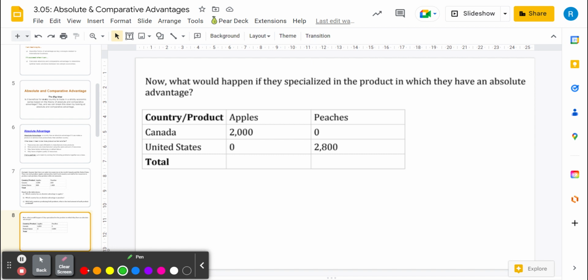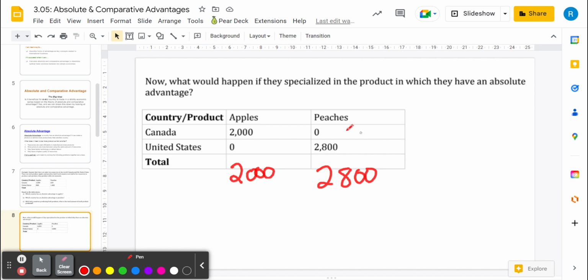So the insight here to make a comparison is to consider the totals. Before, the countries combined only made 1,800 apples. Now the countries combined have made 2,000 apples. Of course, they're all being made by Canada. And in terms of peaches, before they only made, I think, 2,000 combined, if you added them up on the previous table. Now they're making 2,800. So in this case, where one country has an absolute advantage in one good, and the other country has an absolute advantage in the other good, this is where specialization can be demonstrated to be better for both countries.